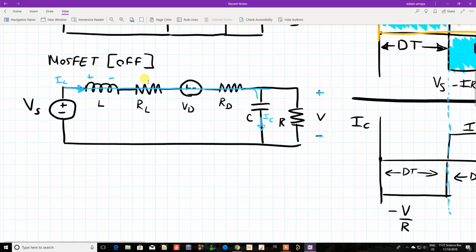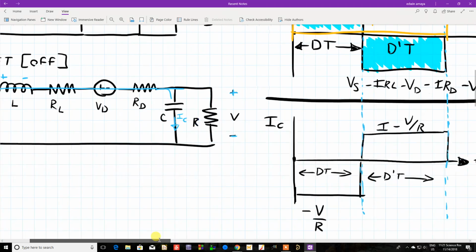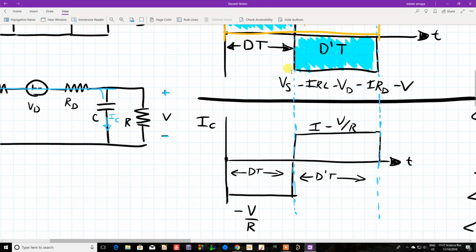Now during the other half of the period, your inductor voltage is again going to be Vs minus this minus that voltage drop minus that voltage drop, and ultimately minus that voltage drop. So as you can see right here, during D prime, this is the voltage of your inductor. Now what's the current waveform for the capacitor?